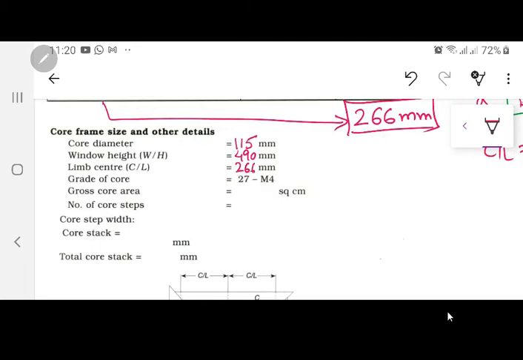Here, please remember 27 means that 0.27 mm is the thickness of one lamination. M4 is the grade of that material. Okay? M4 is the name of that material and 27 is signifying the thickness of that lamination. Now, why 27? Because when we actually reach that point, we are going to use these tables or these graphs. What are these graphs?